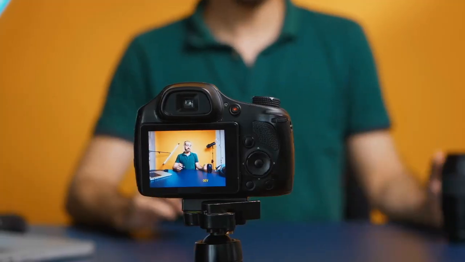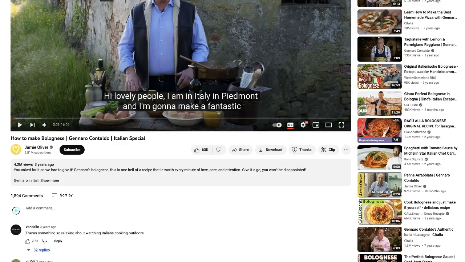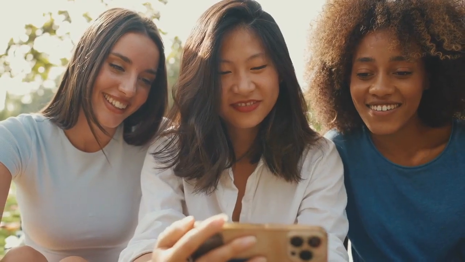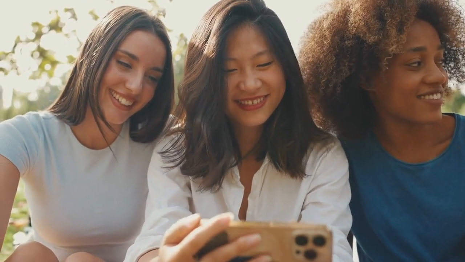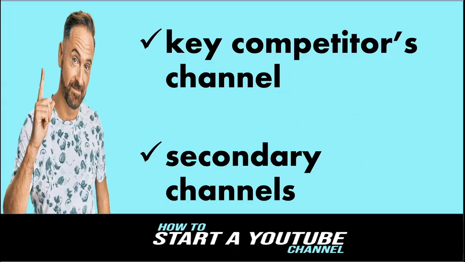We're going to try to create videos that are similar to the ones found on these channels. When people search for terms related to Italian cooking, the algorithm will suggest one of your videos related to that search term. So you can see the algorithm knows who is likely to watch these competitor channels. By creating a similar channel, the algorithm will suggest your videos to their audiences. Great! You have identified your key competitor channel and some secondary channels.